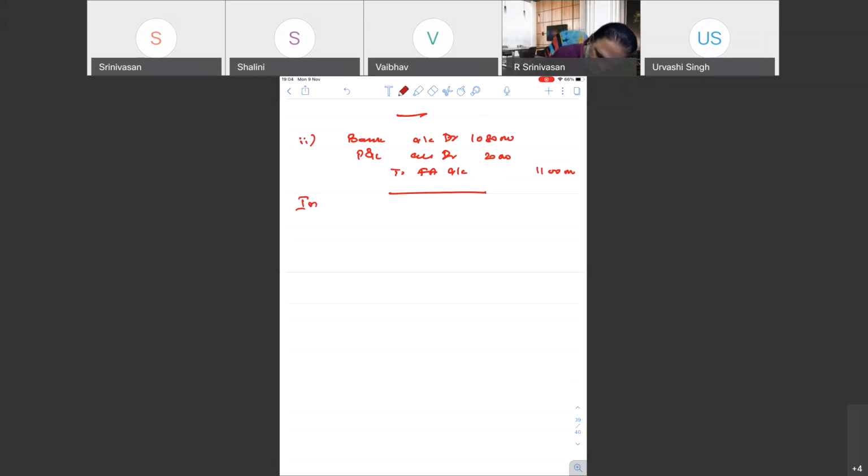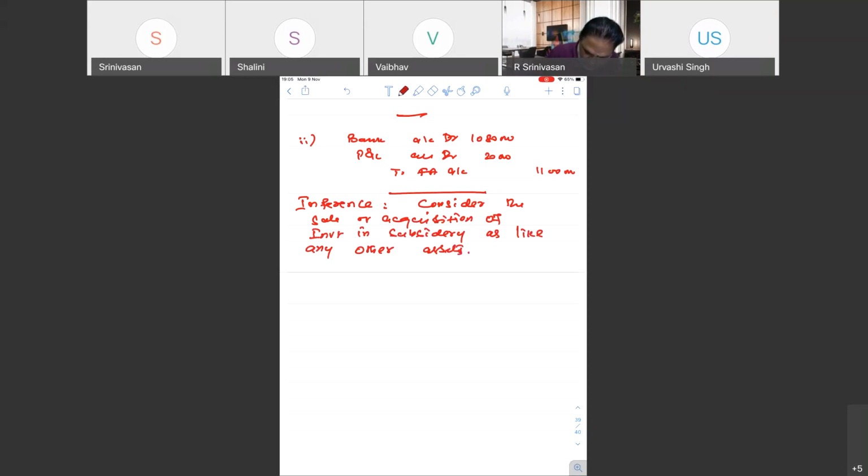So here, inference. Consider a sale or acquisition of investment in subsidiary like any other assets. So any loss or profit which is coming should be transferred to profit and loss account. That is what we have to do here.